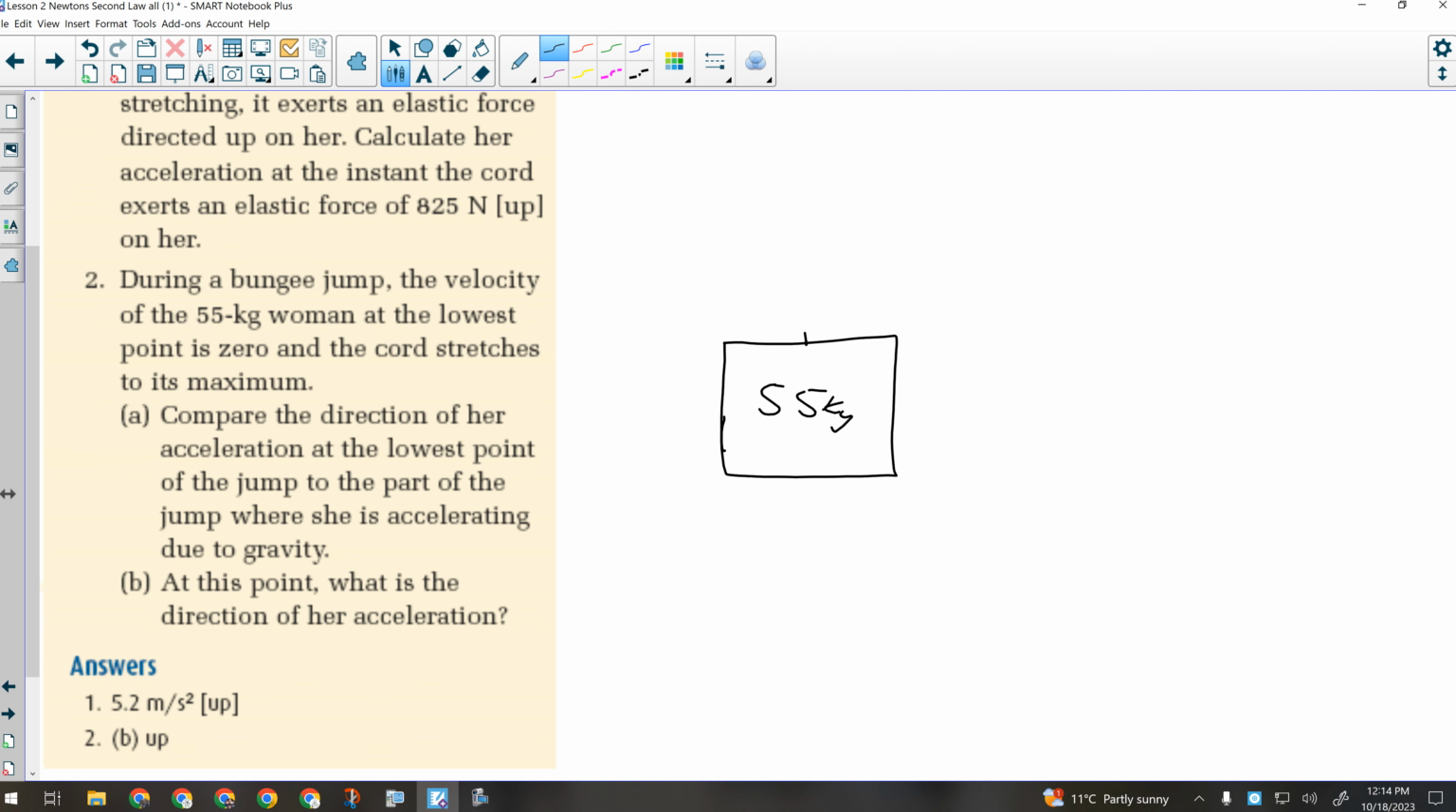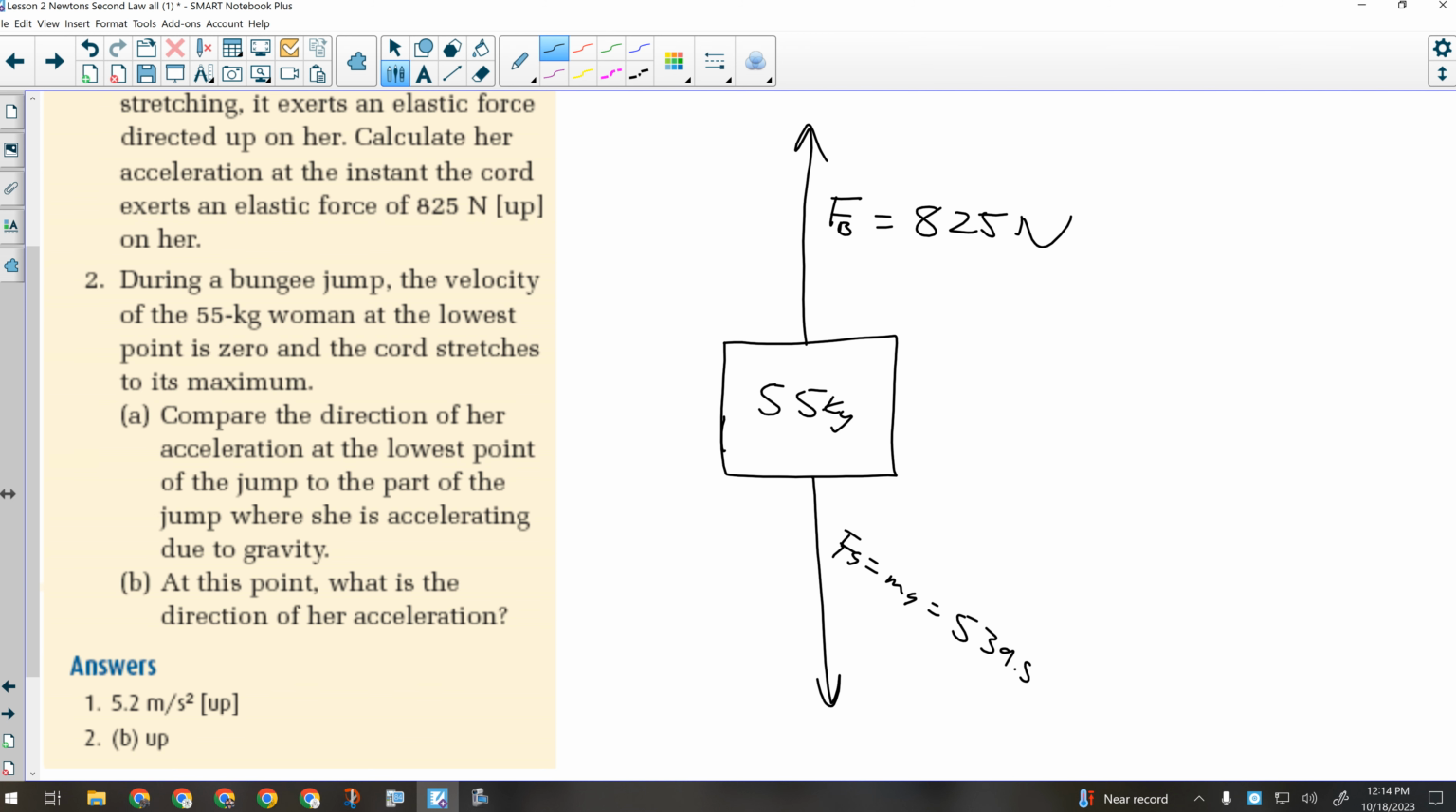Okay? When we were doing this question yesterday, the question was actually asking about that lowest point. At the lowest point, it said the bungee cord was exerting a force, so we'll say force bungee of 825 newtons. How much is gravity? Remember Fg is m times g, and it was 55 times 9.81, which was 539.5 newtons.